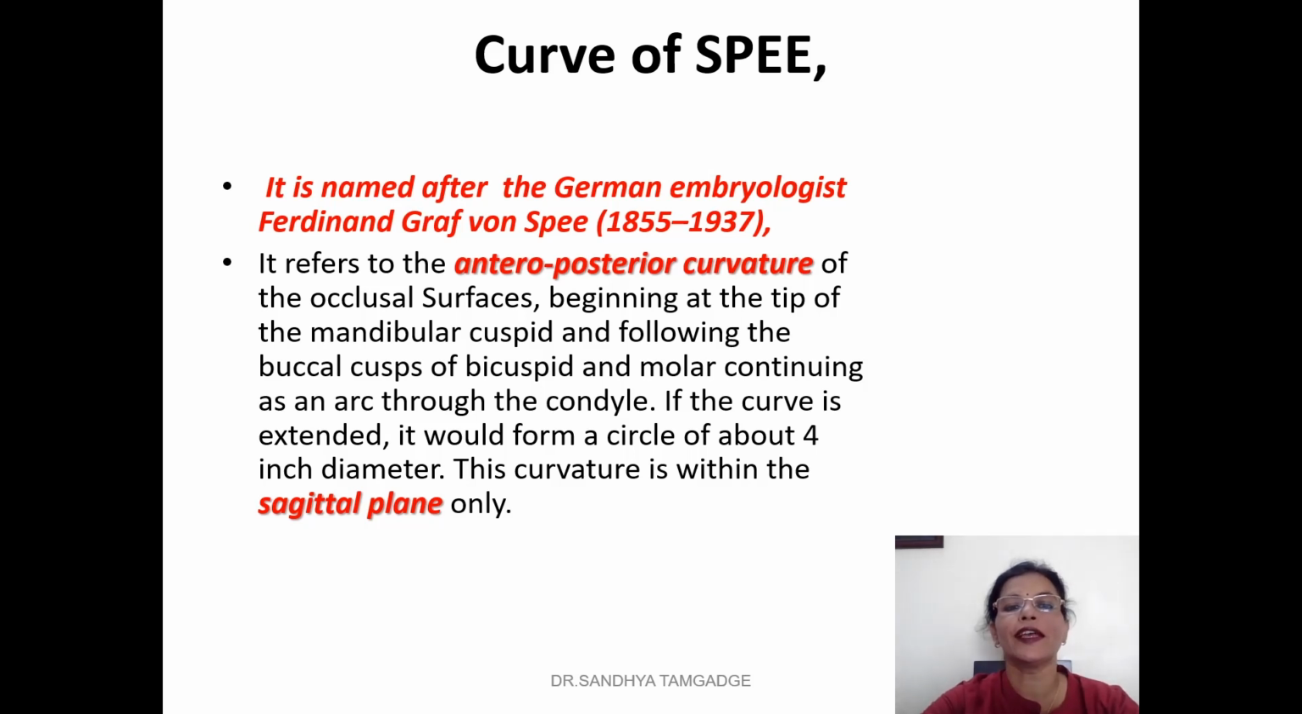It was named after the German embryologist Ferdinand Graf von Spee. It refers to the anteroposterior curvature of the occlusal surfaces, beginning at the tip of the mandibular cuspid and following the buccal cusp of bicuspids, that is premolars and molars, continuing as an arc through the condyle. If the curve is extended beyond, it would form a circle of about 4 inch in diameter. This curvature is within the sagittal plane only.